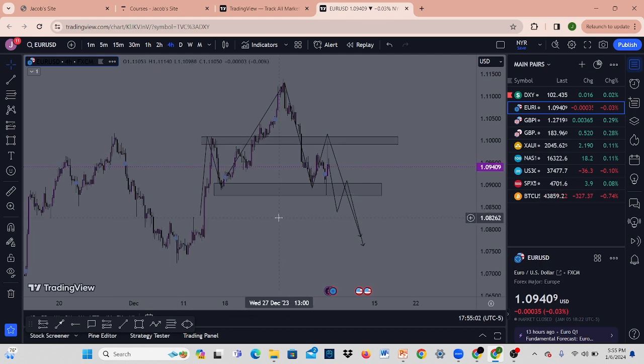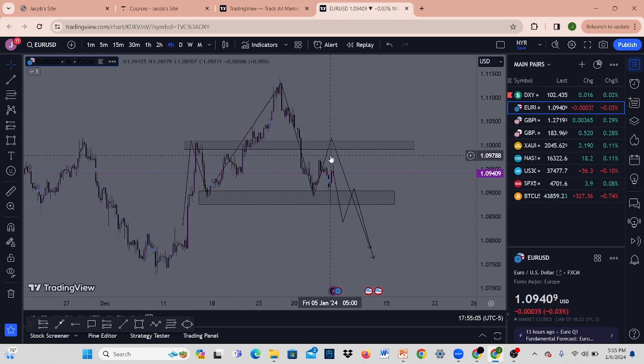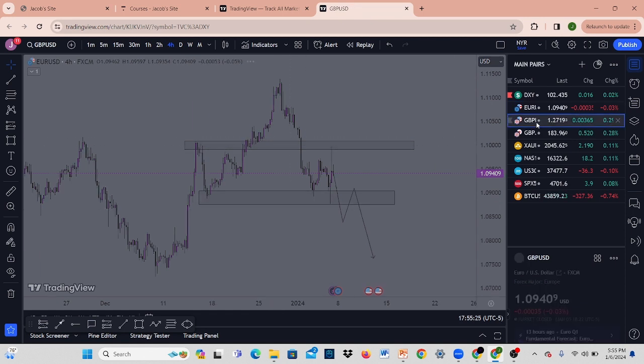So I'm looking at these two things here. Let me clean this up. I'm looking for either this break below the support area and a retest, or a potential sell at this neckline up here, which it looks like it threw a wick already, so it could just potentially sell down. So definitely EURUSD potential sells for this upcoming week.